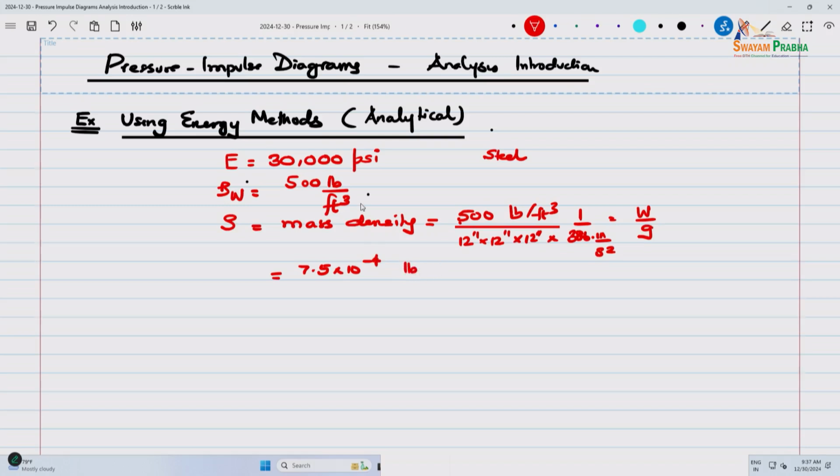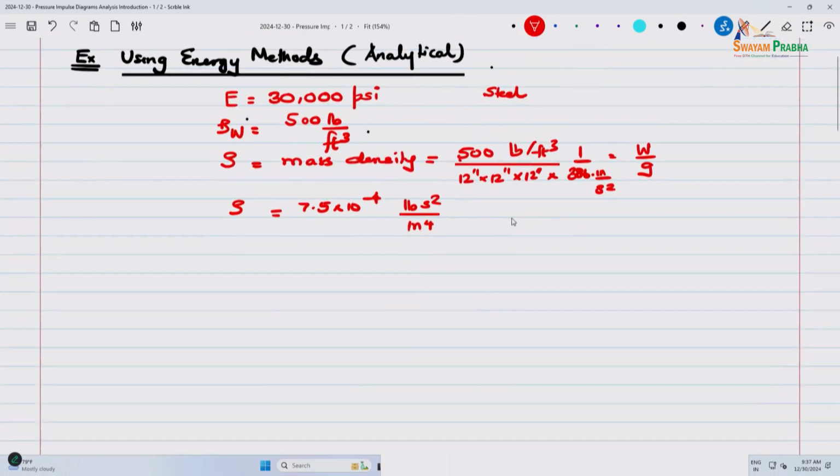So this is pounds per cubic foot, pound second square per inches per 4. So that's a kind of an odd unit for a density, but you get that. So then our expression, I did not write.